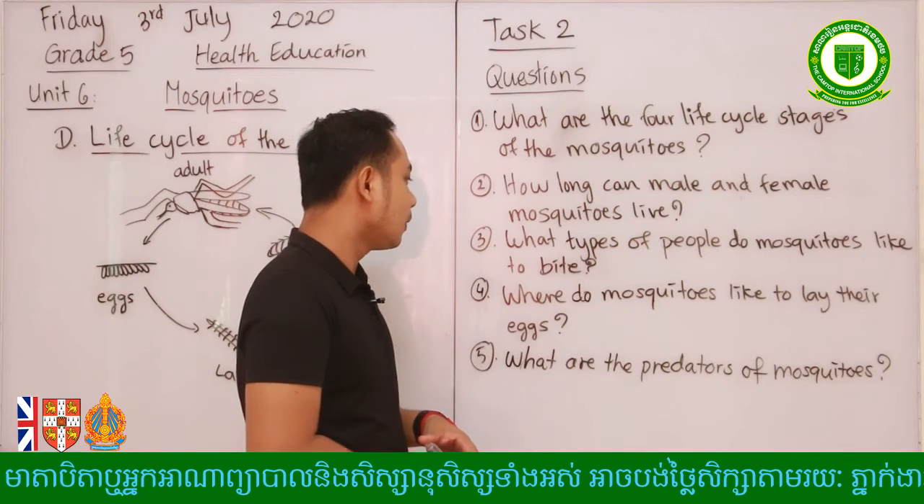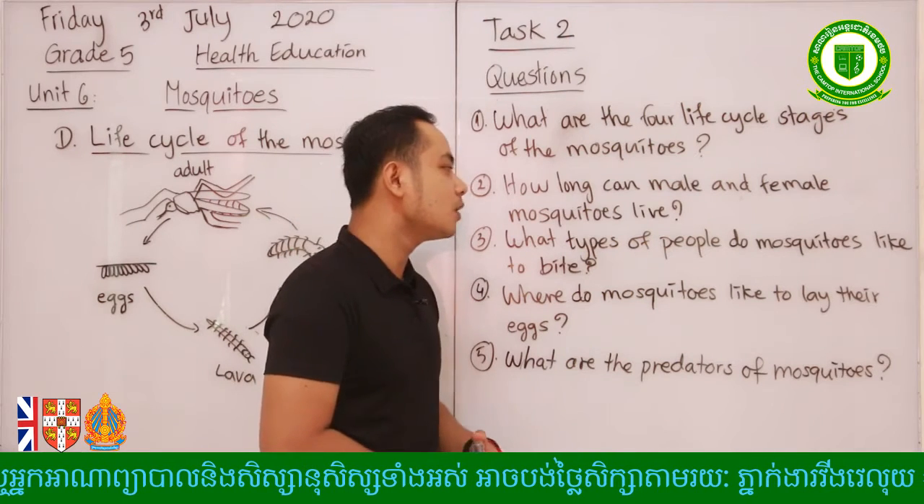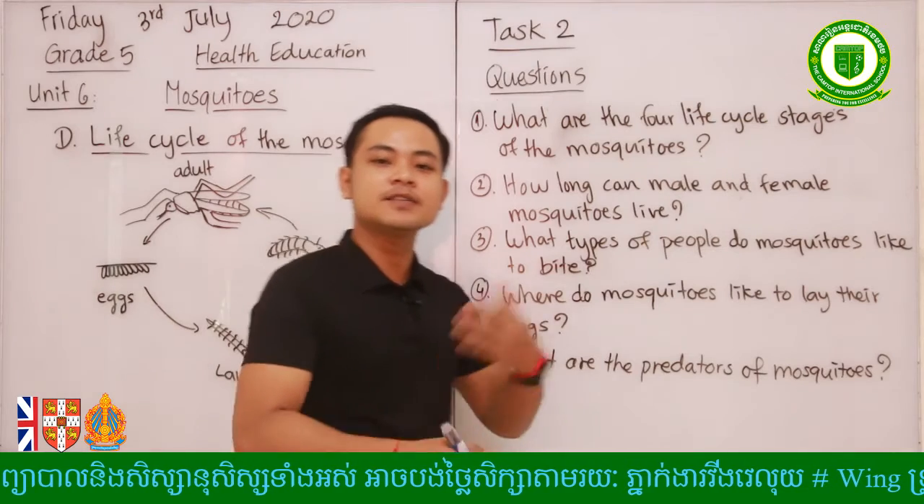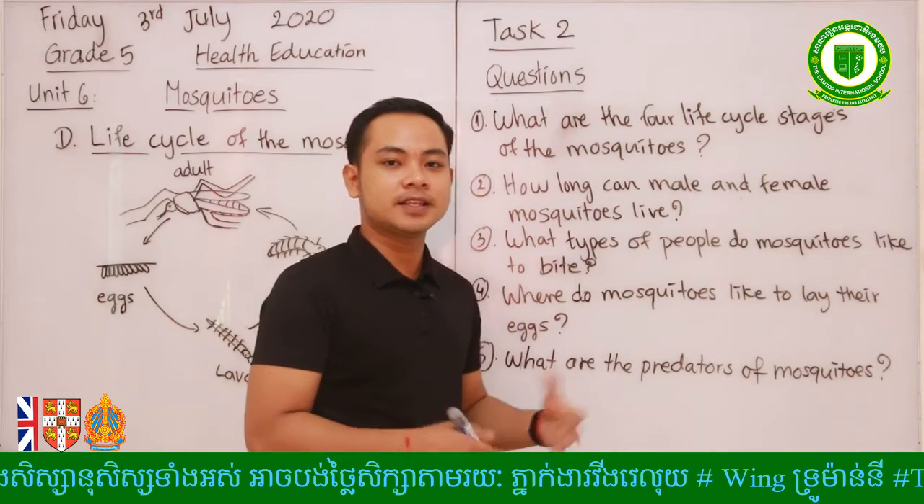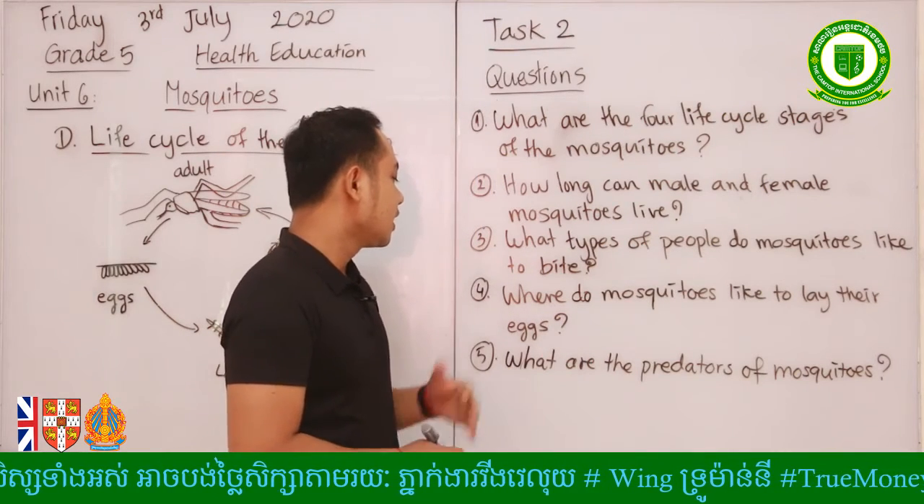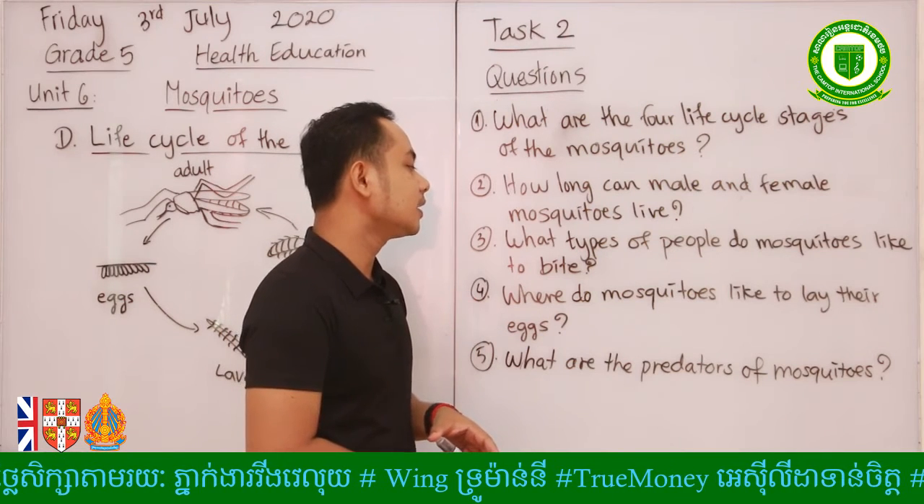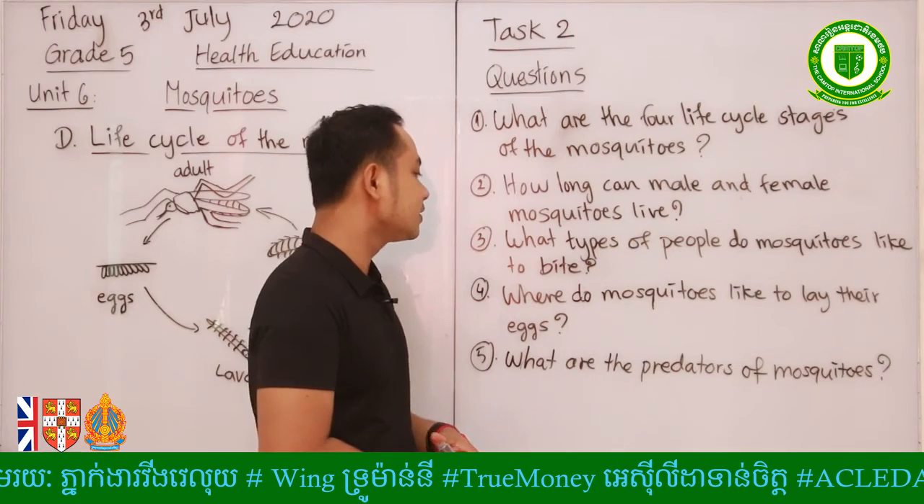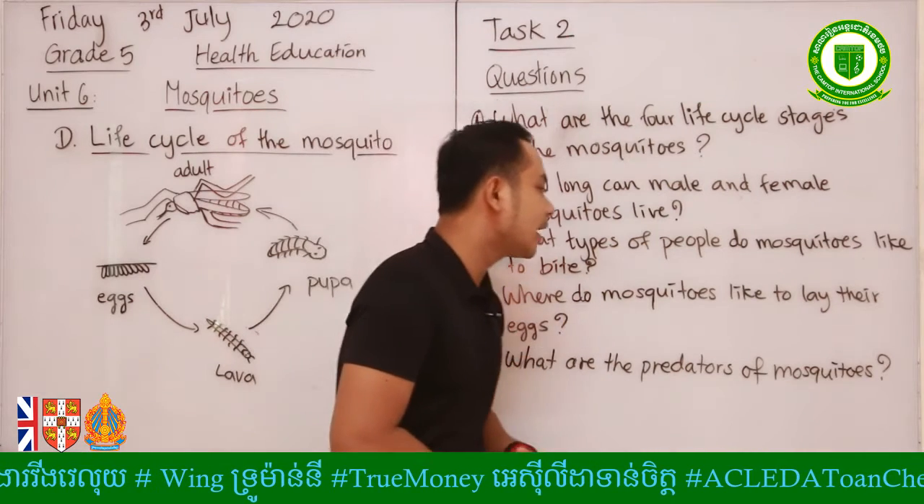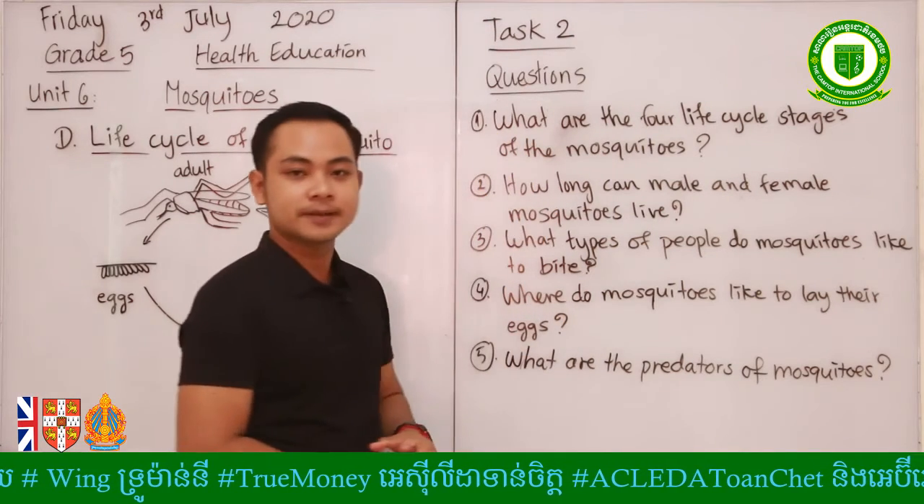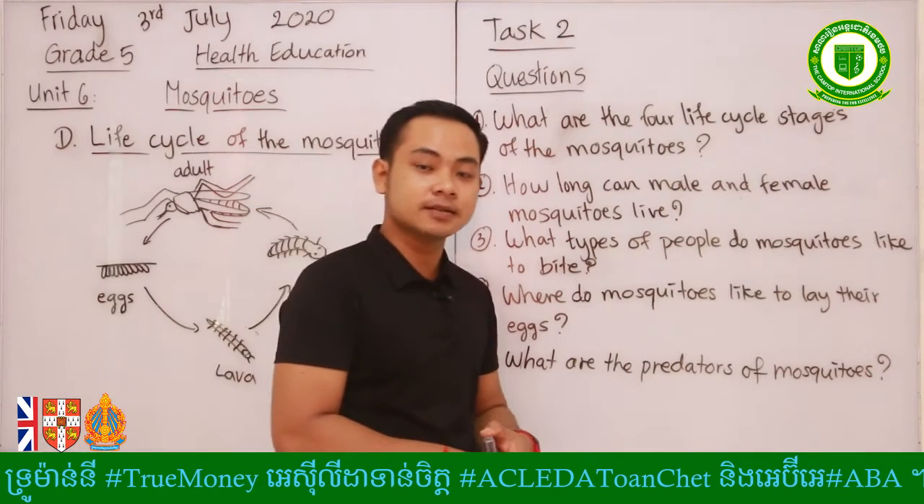Question number 3: what types of people do mosquitoes like to bite, or like to feed on? Question 4: where do mosquitoes like to lay their eggs? Tell me the places, okay?